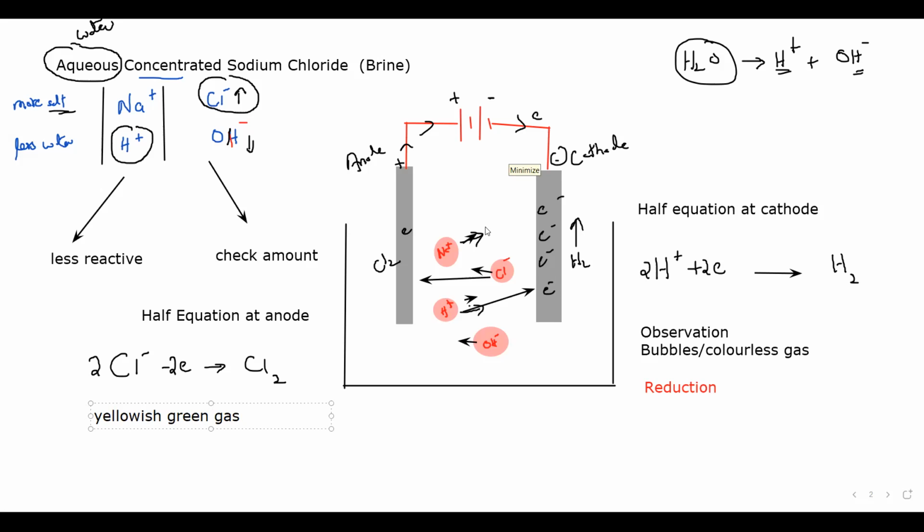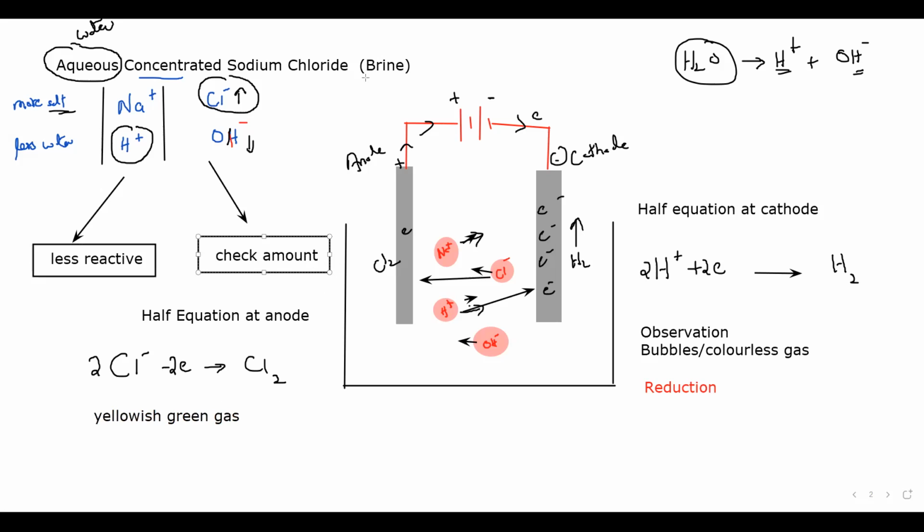Because it is a rule, Abdullah Sarfraz, that for a positive ion, the rule is the reactivity. The less reactive ion is attracted easily towards the cathode. But for a negative ion, the rule is the amount. The ion which is more in the solution is attracted easily, or discharged easily, towards the anode. That's a rule which you have to learn for positive and negative ions.